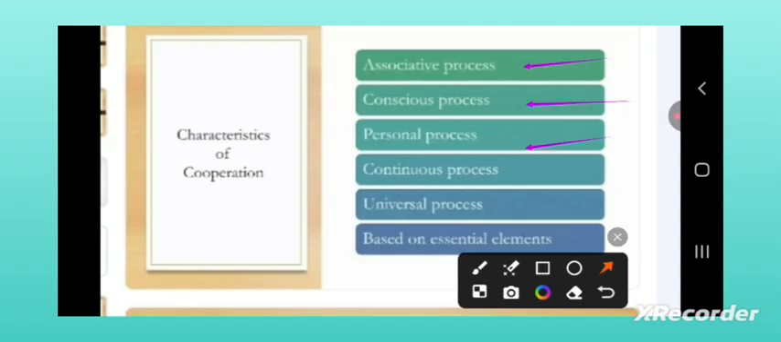Personal process. It involves direct and personal interaction or effort toward the shared objective. It's a continuous process. Cooperation is not a one-time event but a sustained effort or a regular repeated form of interaction necessary for social life. Universal process. It is found in all human societies regardless of their size, complexity or culture, as it's essential for group survival. Based on essential elements. This is a general characteristic implying it relies on factors like mutual aid, shared values and trust.